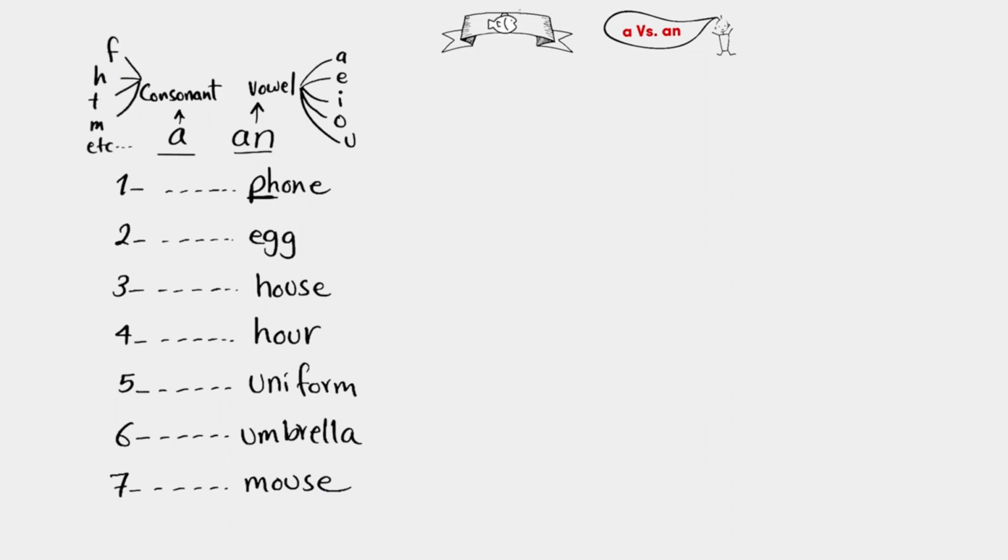Phone starts with th sound, which is a consonant, so use a phone. Egg starts with a vowel sound, so use an egg. House starts with h, so a house.